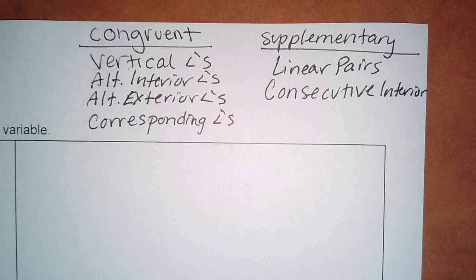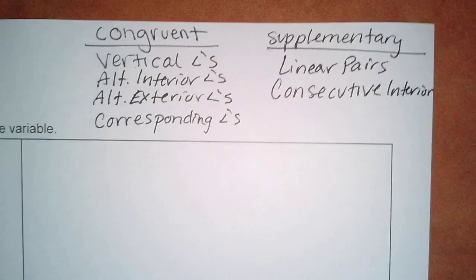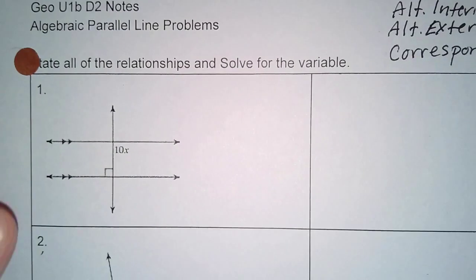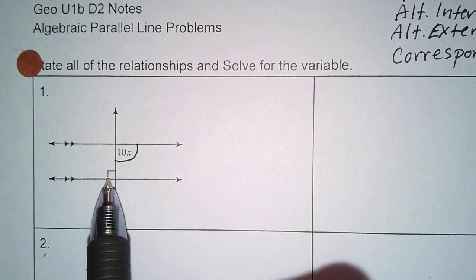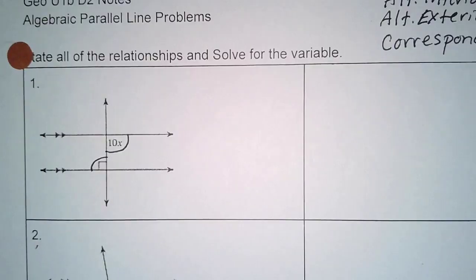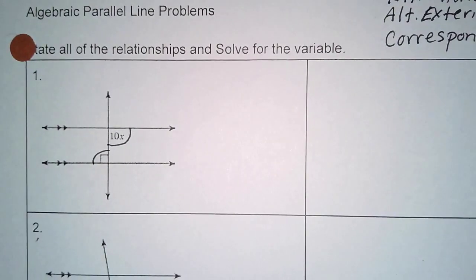So now when we look at our relationships for these questions, we have that relationship we found and we know that they are corresponding. And if we forget whether those are congruent or supplementary, we have this list to go back and look at. Okay, so let's start. It says state all the relationships and solve for the variable. I've given you 10x in this one, and the only other angle I give you is this box. So we're relating these 2 angles together. They're both on the inside of our parallel lines, and they're on opposite sides of the transversal. What is their relationship?